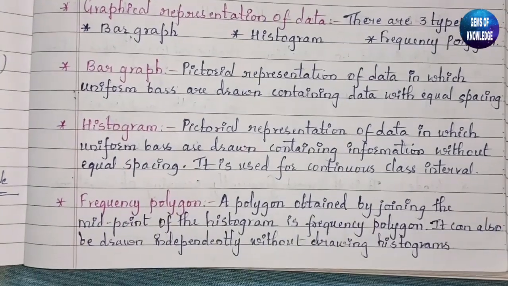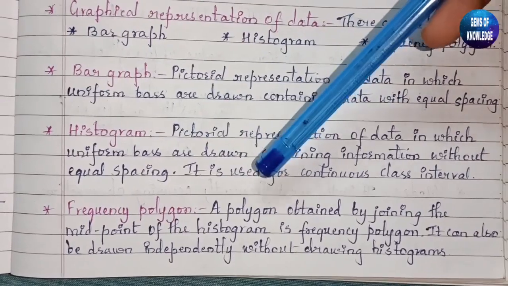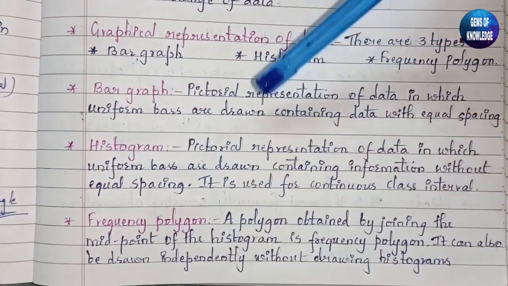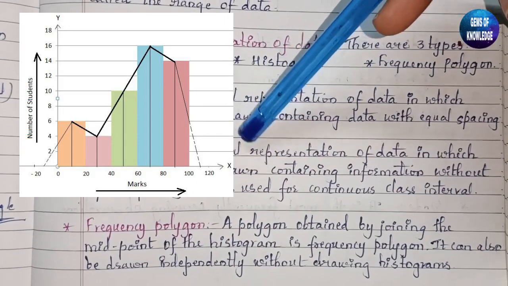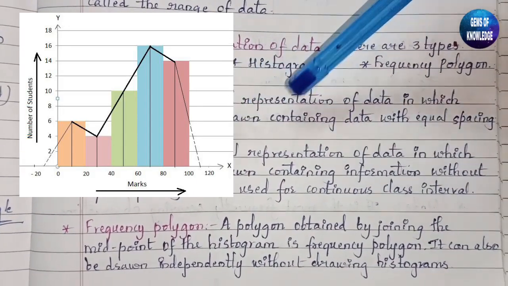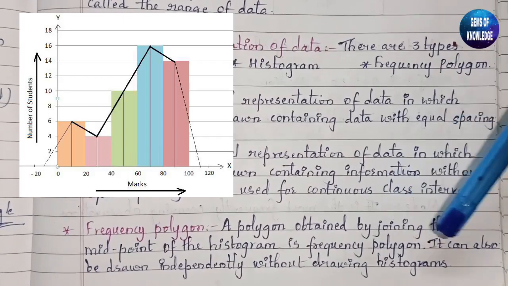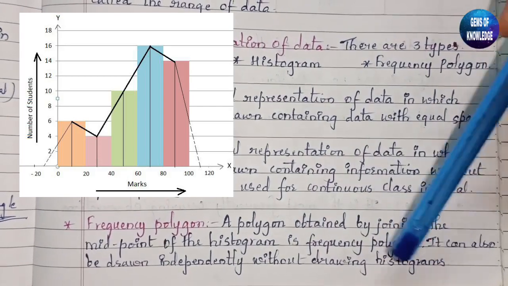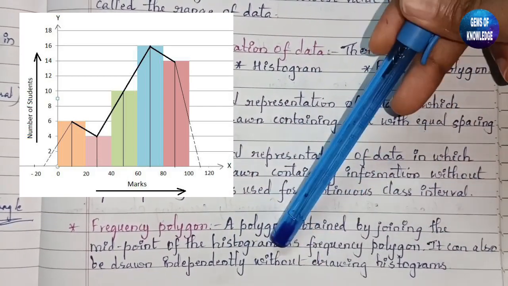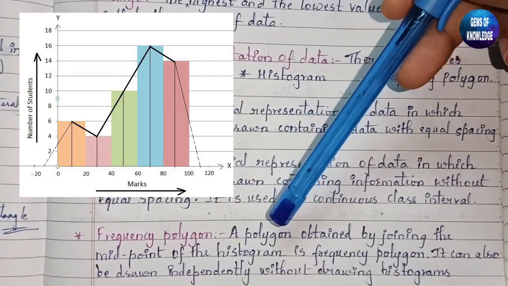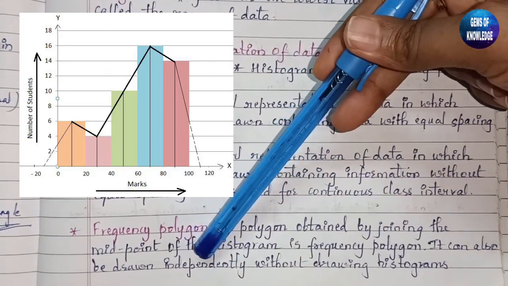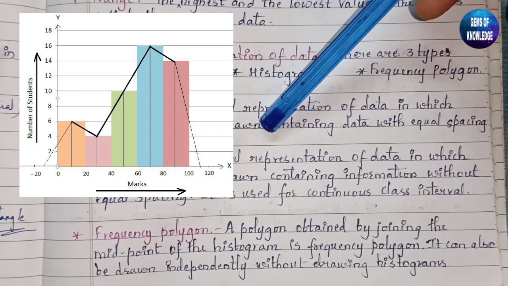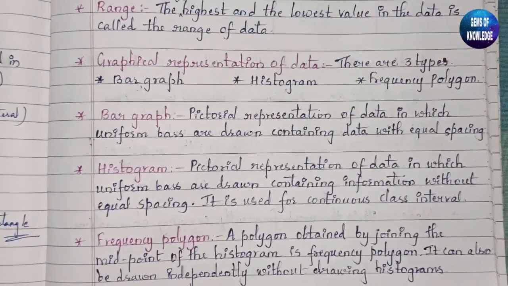Next, moving to the frequency polygon. A frequency polygon is a polygon obtained by joining the midpoints of the histogram. After making the histogram, if you join the midpoints of that histogram, you get a frequency polygon. It can also be drawn independently without drawing histograms, which I will tell you during your exercise solutions. Independently, without histograms, you can also draw a frequency polygon by joining the midpoints on your graph sheet.